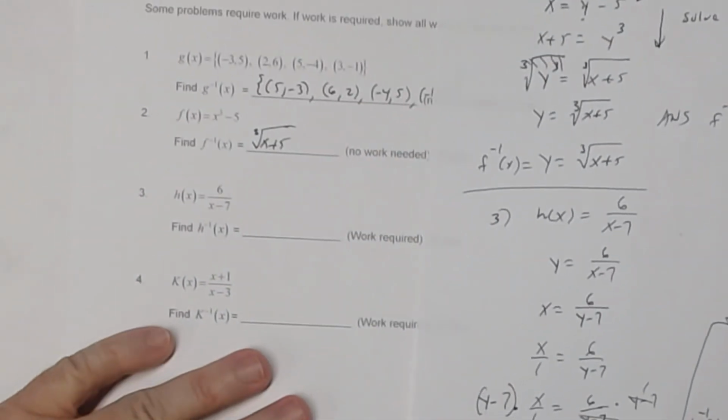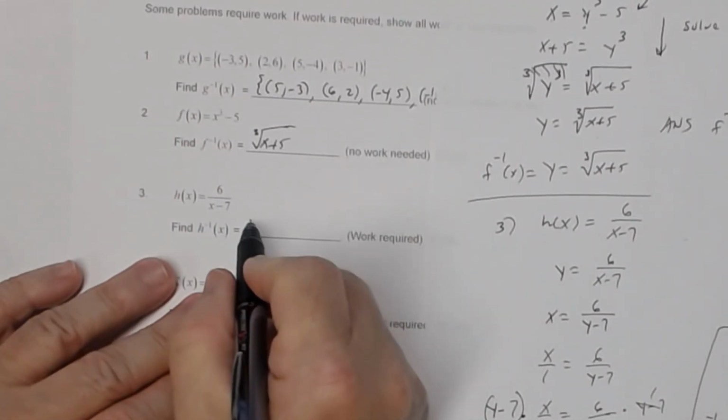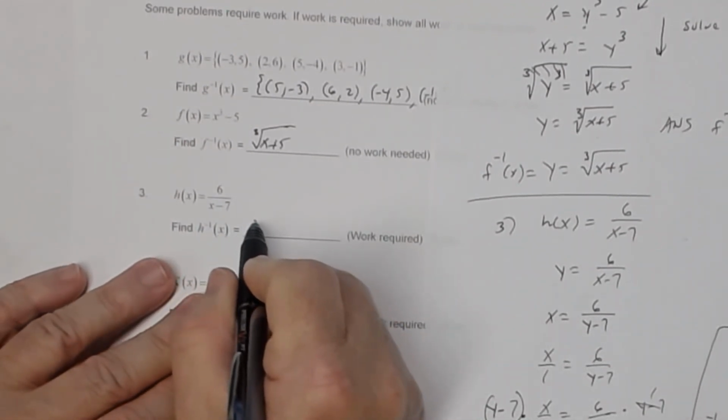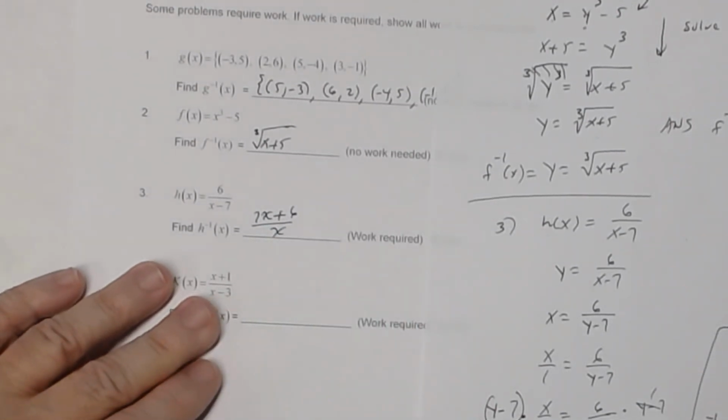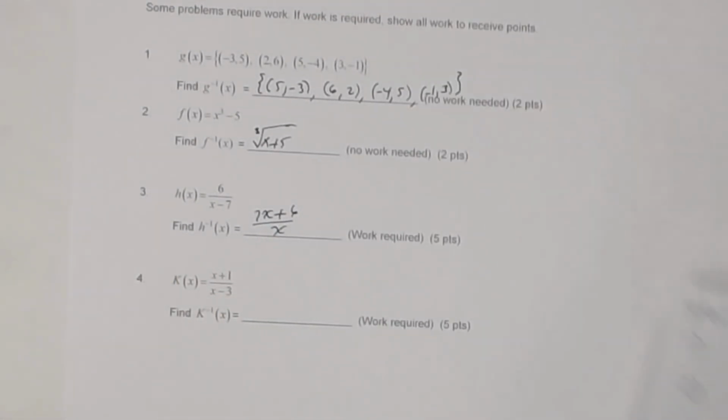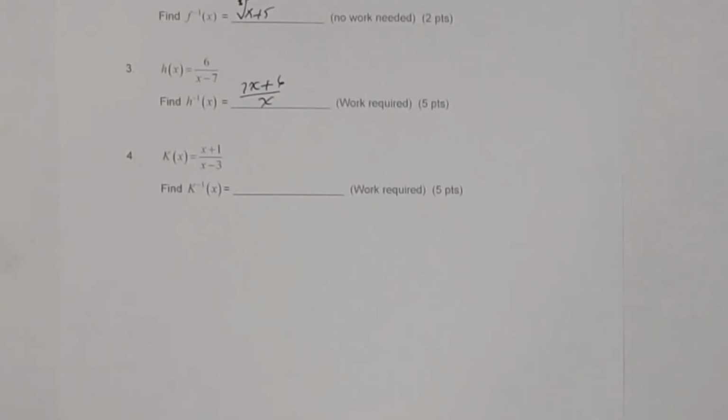So in number 3, you're going to say h inverse of x is going to be 7x plus 6 divided by x. All right, and then finally number 4, so let's take a look at number 4.